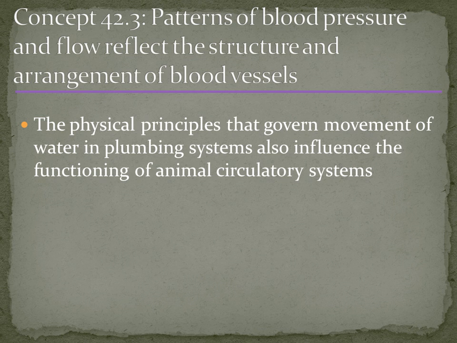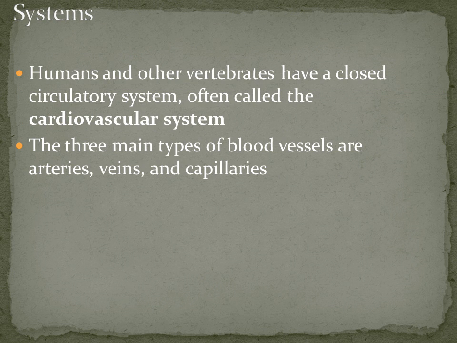Alright, so we're going to talk about blood pressure and blood flow, and we're going to be talking about blood vessels and how they affect the gas exchange. So in humans we have a closed circulatory system, which means everything is encased in a blood vessel, and we have three types of blood vessels: artery, capillary, and vein.